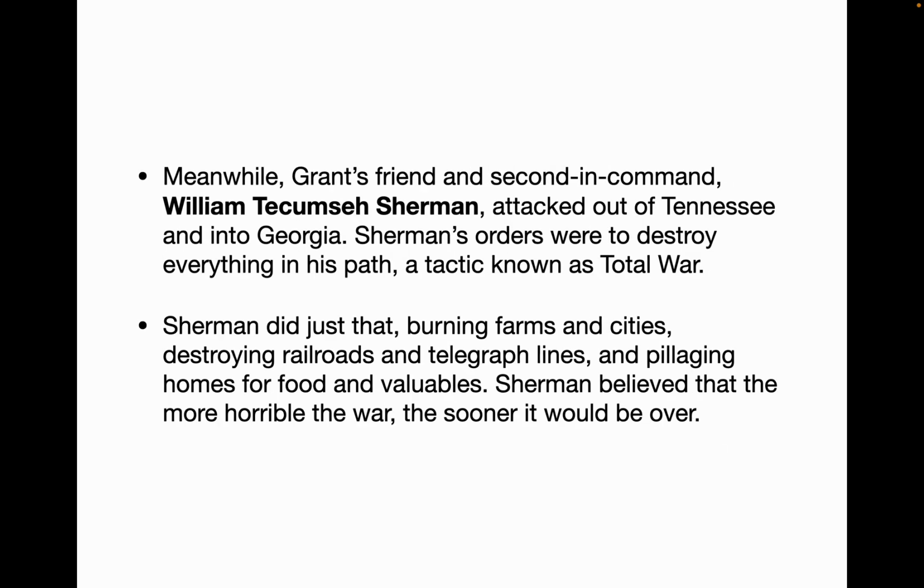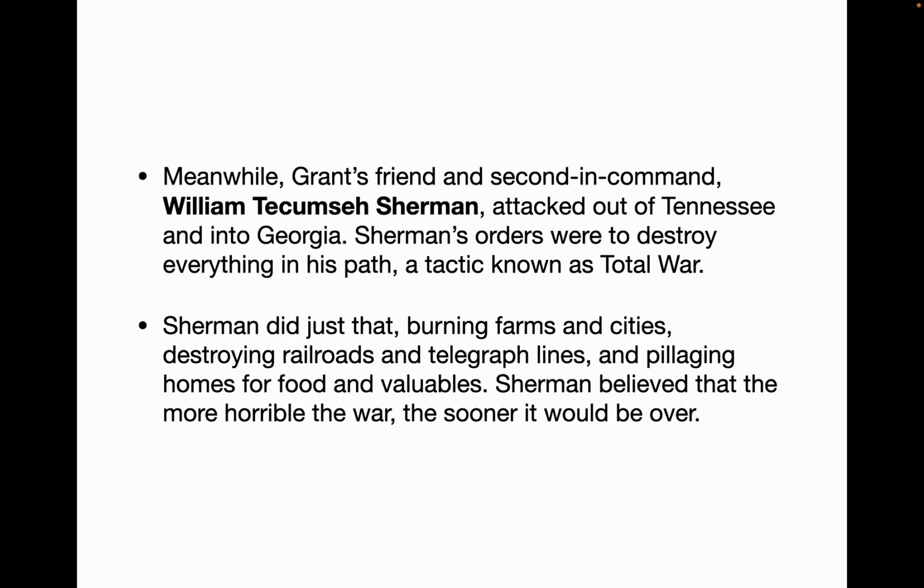Meanwhile, in the deeper South, in Tennessee and Georgia, Ulysses S. Grant's friend and second in command, a guy named William Tecumseh Sherman, marched out of Tennessee into Georgia, and his orders were to destroy everything in his path. And that is exactly what he did. This is a tactic we call total war. The idea is to make life so horrible for the people that they have no other choice but to surrender. Not only the opposing armies, but the opposing civilians too. This is dirty war tactics right here, but they felt it was a necessity.